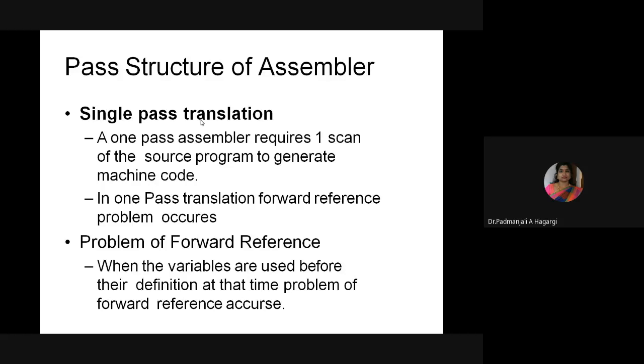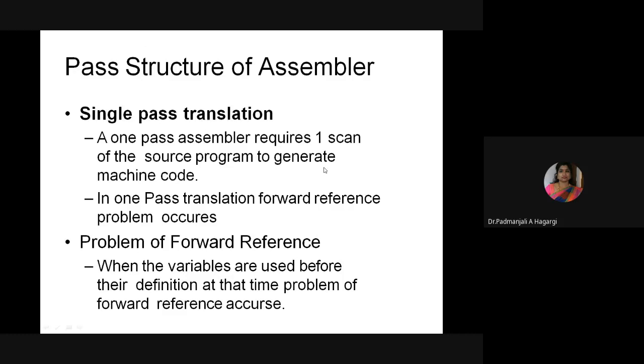We have a single pass, two pass, or multiple passes for the generation of the object. In the first pass, it only recognizes the symbols. In the second pass, it starts generating the machine code. And in the first pass, if there are any forward references, it determines the problem related to them, that this may be a forward reference and here may be the problem, wherever the forward references are there in the program.